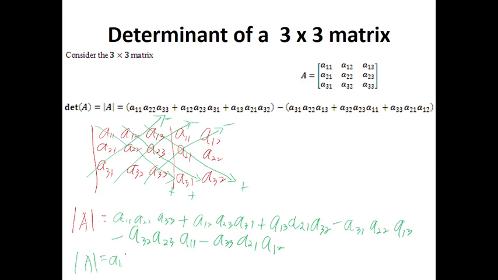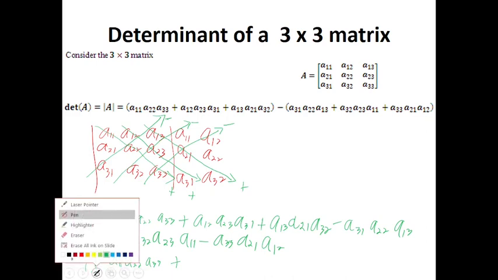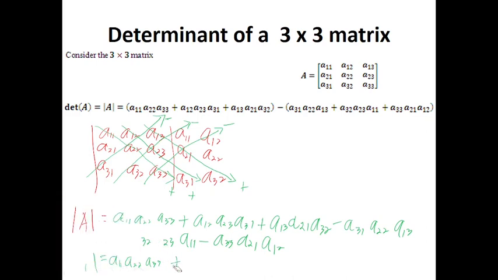So A11, A22, A33 plus A12. Oh, ito na lang. Huwag ko na yung sulat. Nakasulat na dito. Okay. Ito siya. A11, A22, A33, A12, A23, A31. Then A13, A21, A32.